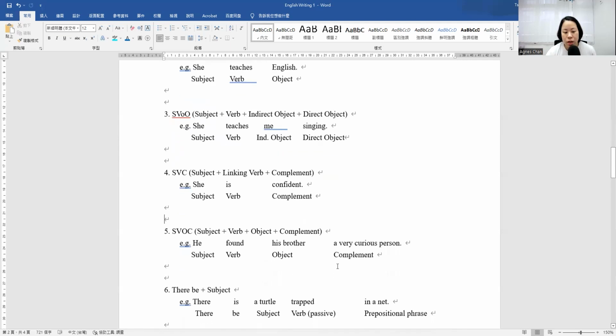And then another structure is the subject, verb, object, and complement. This looks a little bit complicated, but still it is a very simple sentence.